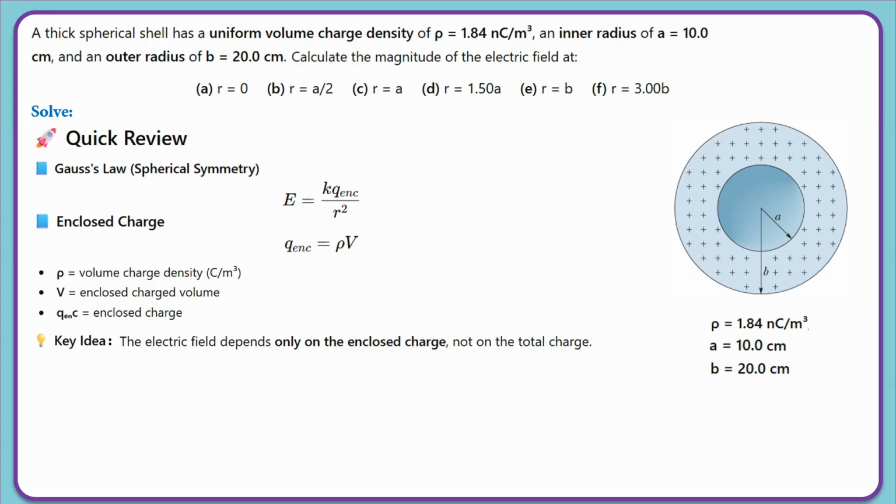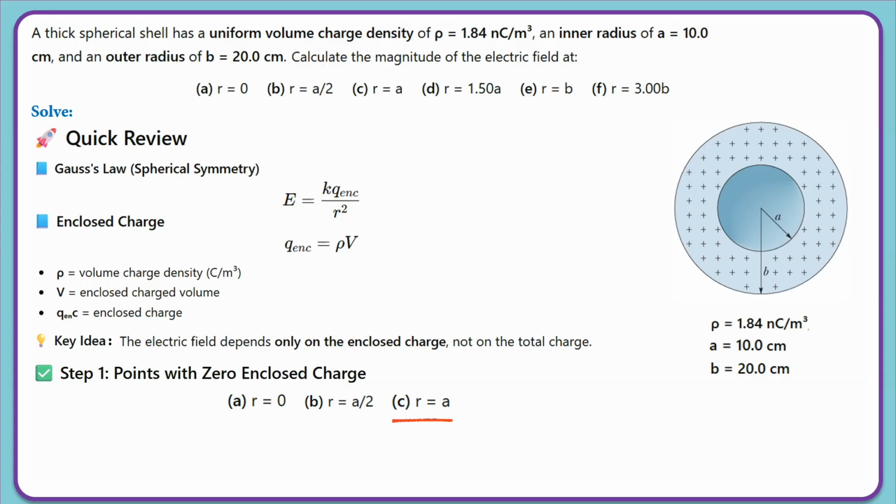Now let's solve the problem step by step. Step 1. Cases A, B, and C. For case A, R equals 0, case B, R equals A over 2, and case C, R equals A, the Gaussian surface encloses no charged material. Therefore, the enclosed charge is 0, and the electric field is also 0 at all 3 points.